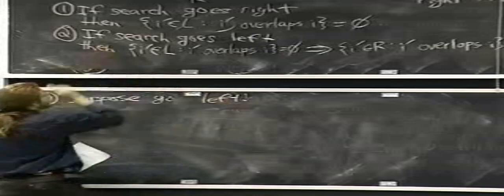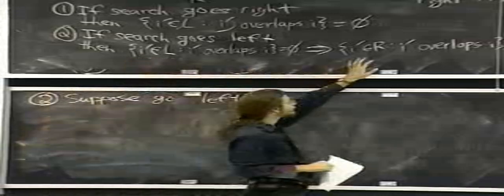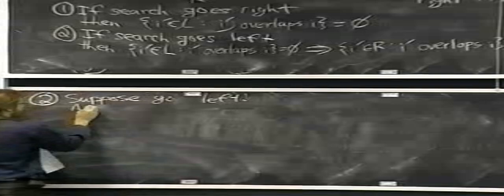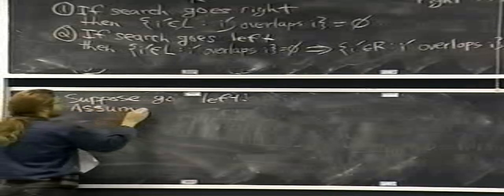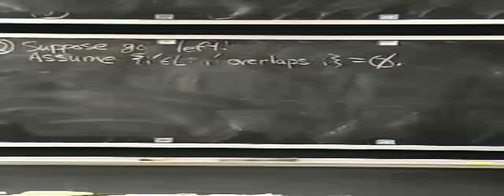That's the second case. If the search goes left, we want to prove that if there's no one in the left subtree, then there's no one in the right subtree. Well, so let's assume that there's no one in the left subtree. We assume this condition, which is sort of vertically aligned. That's convenient. The set of intervals in the left subtree that overlap I is the empty set. Okay, why can we assume this?